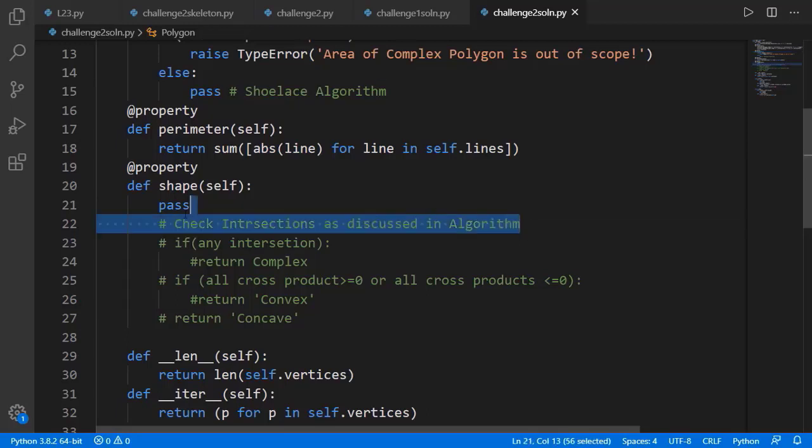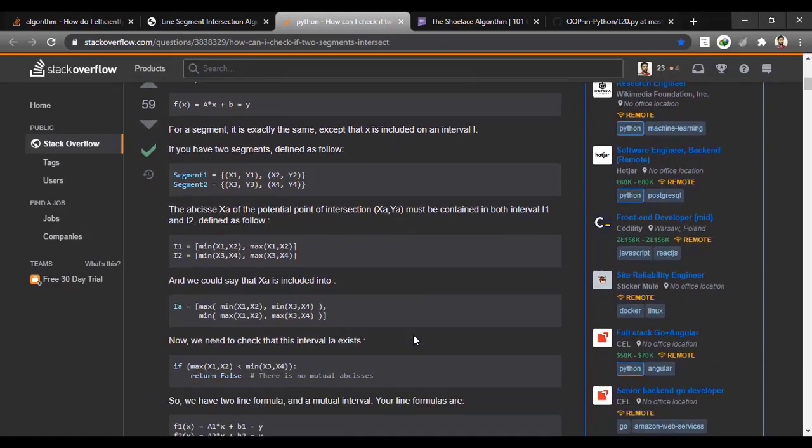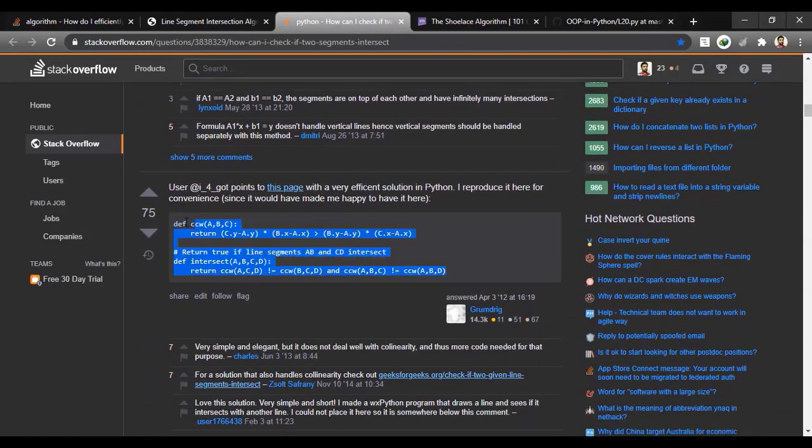As discussed previously, we should first check the intersections of the line segments to decide if it is a complex polygon. To check the intersection, I found this post on Stack Overflow. There is a detailed discussion on it, and then we have a very simple and elegant solution for this.